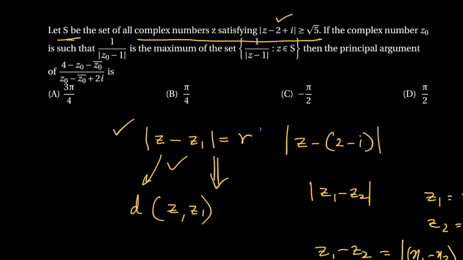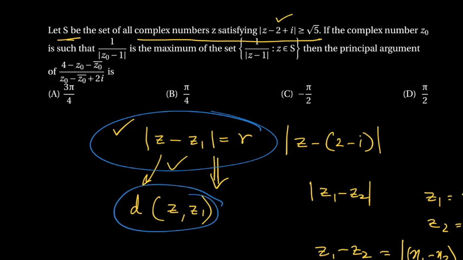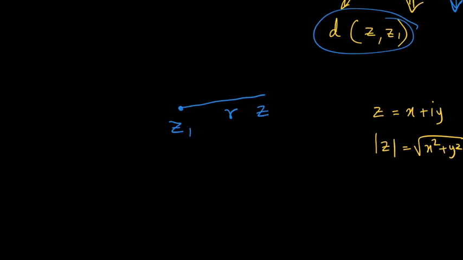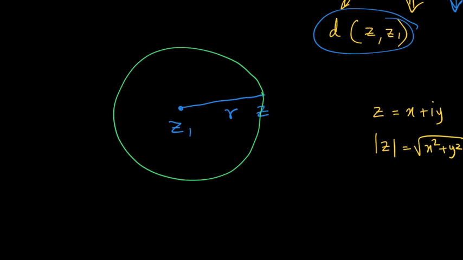So coming back to our original expression. In this expression, what I'm claiming is, on the LHS we have a quantity, and that quantity is nothing but the distance between Z and Z1. And on the RHS we have a constant number R. So what does this say? You take a fixed complex number Z1, and you vary Z such that the distance between Z1 and Z is always a constant number R. So obviously, from basic definitions, we know that it is going to represent a circle centered at Z1 having radius R.